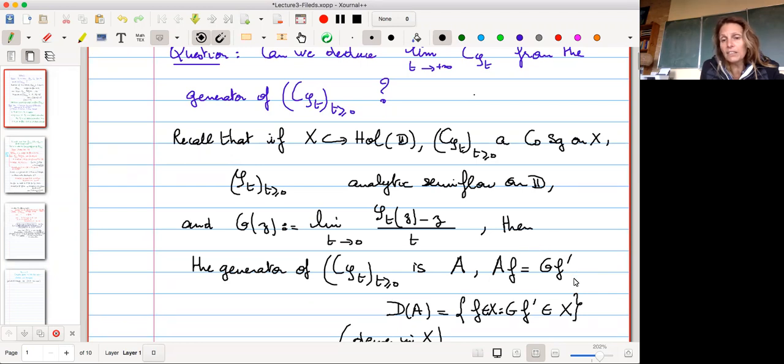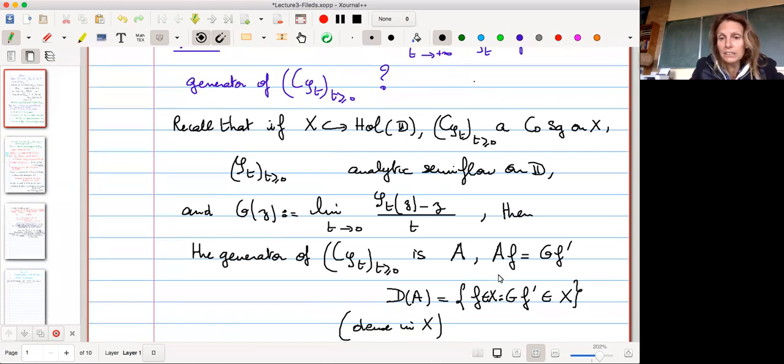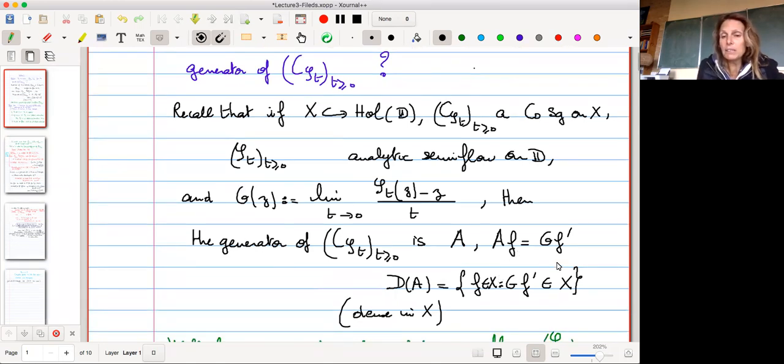And from this, we can see that A is not bounded in general, because its domain is not the whole space. In many spaces, when you take an f, its derivative is no more in the space, and even when you multiply by G, the same. It's not obvious that this will stay in the right space. But at least, provided it's a C0 semigroup, the domain is dense.